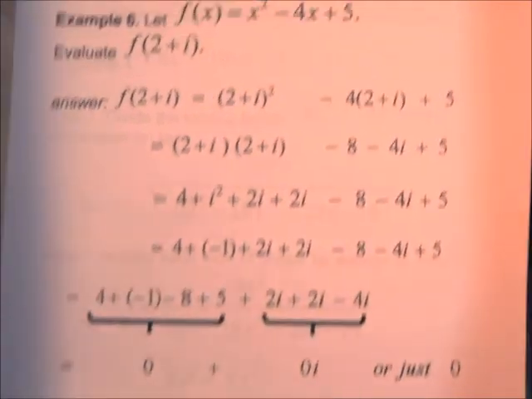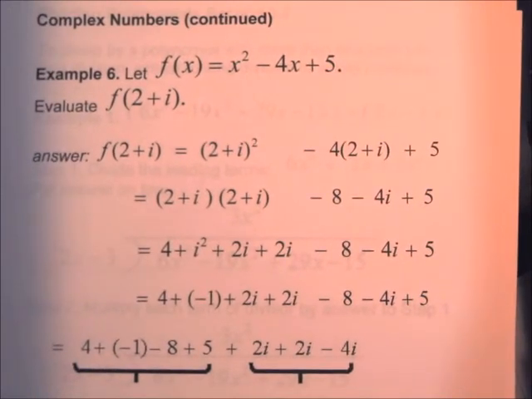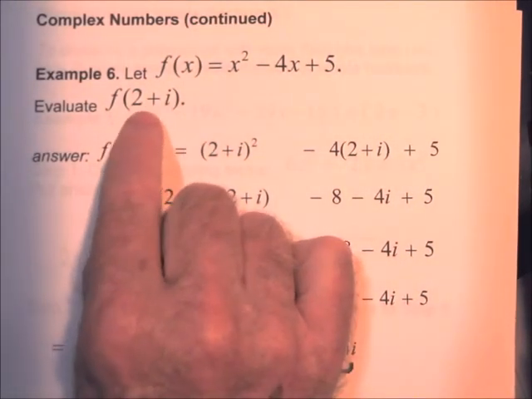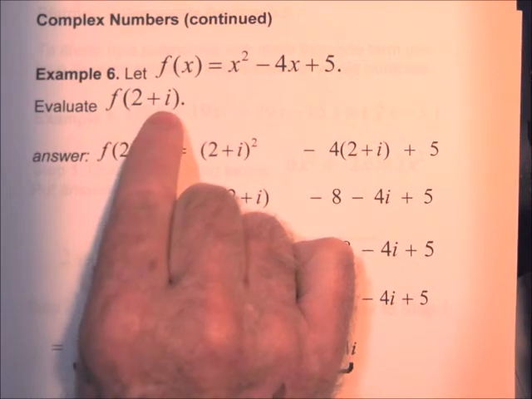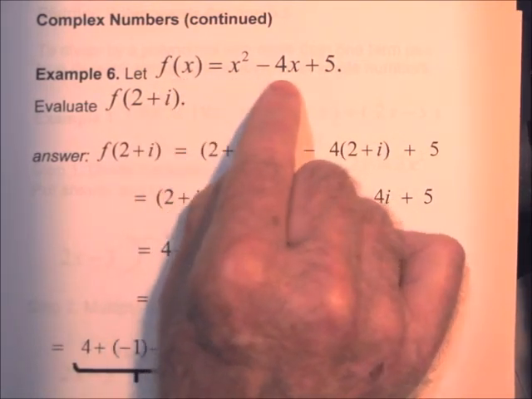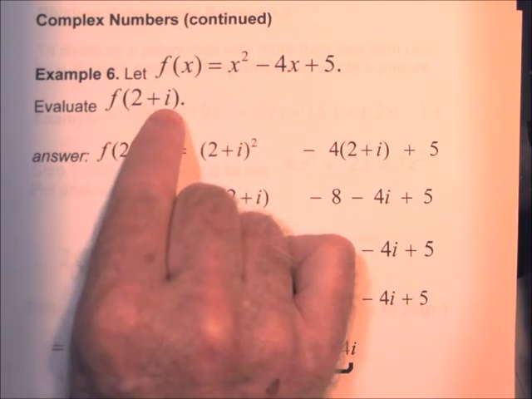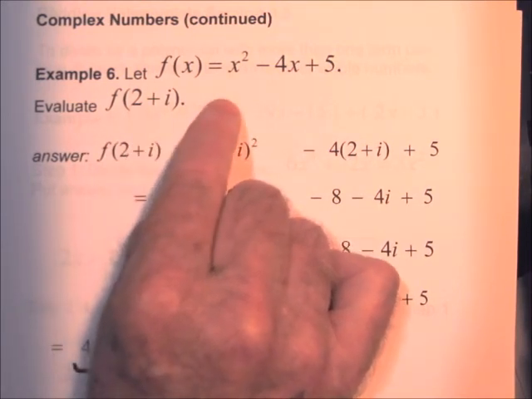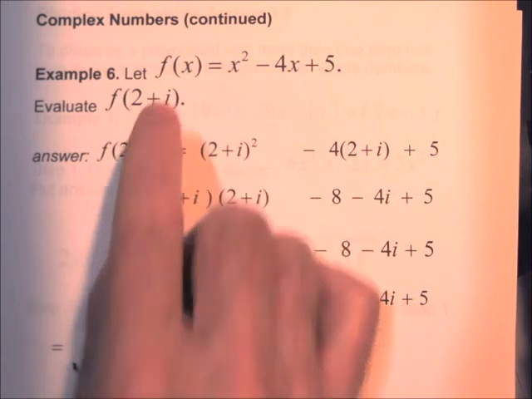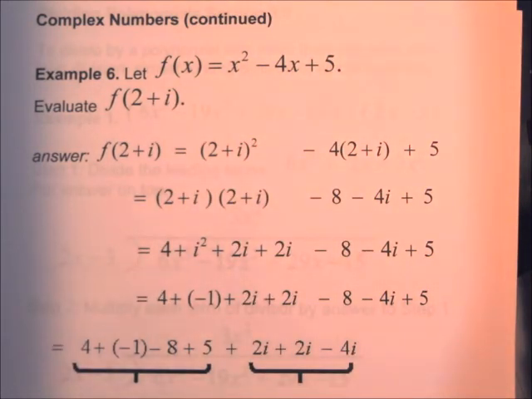Okay, this is the function that we were working with before. We found that one of the zeros was 2 plus i. This is f of x equals x squared minus 4x plus 5. If we evaluate f of 2 plus i, we should get 0, because we found out before that this was one of the zeros of that function. So let's see if we do in fact get 0.